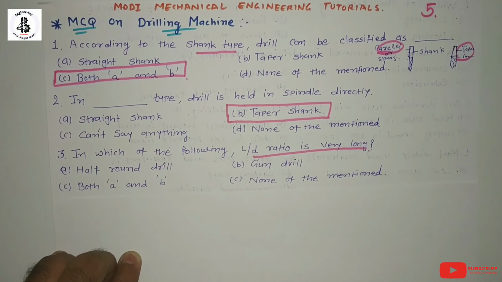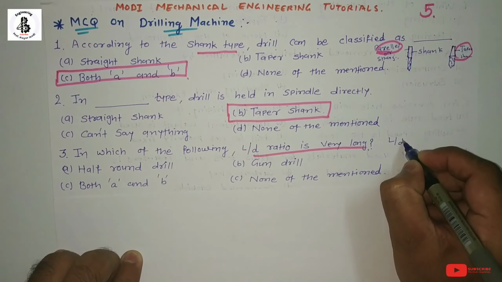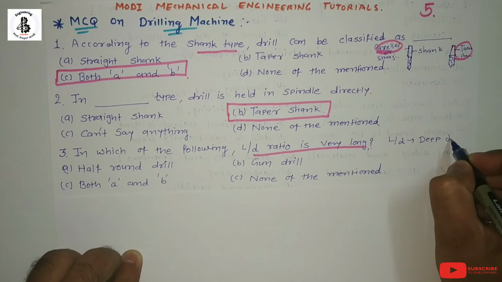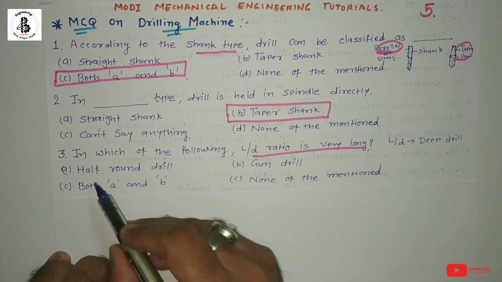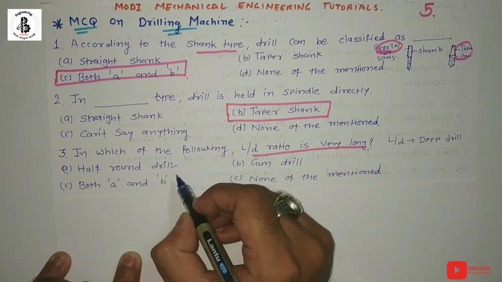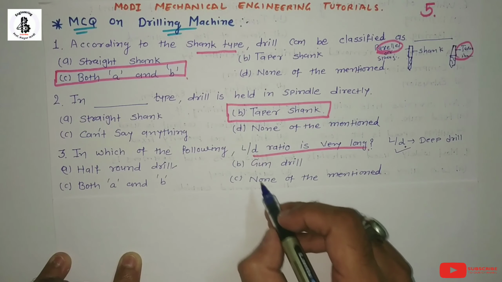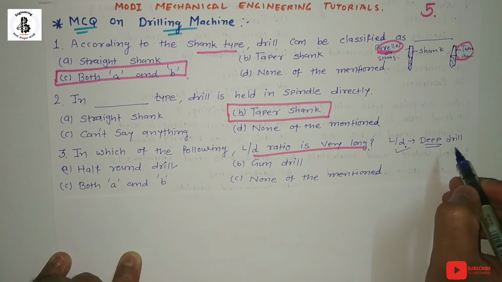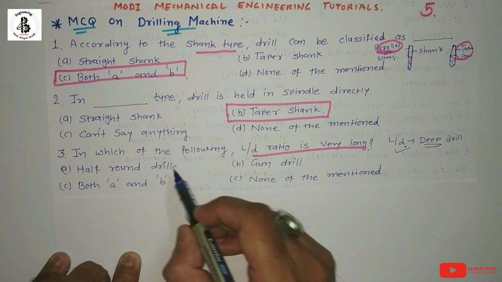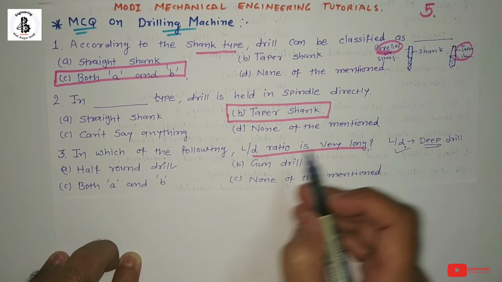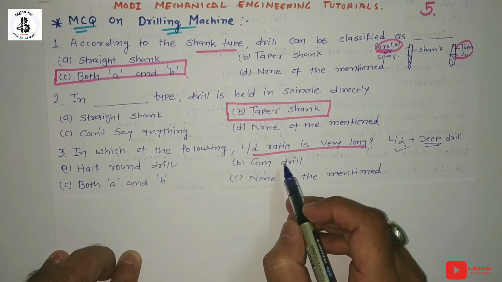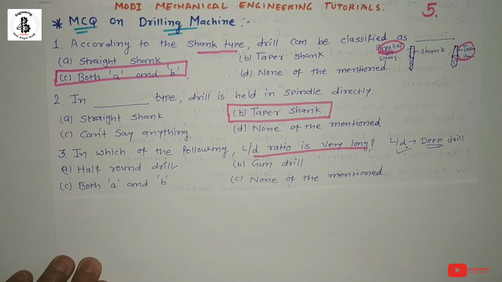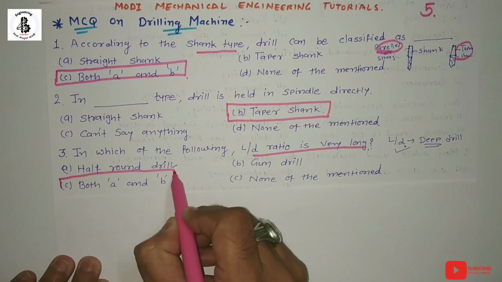So you can concentrate over here. Generally, the length to diameter ratio is used for deep drill operations. So for option A, half round drill, that is also in the category of deep drill operations. And gun drill also has a high L by D ratio, one kind of deep drilling operation. For this question, in which of the following is the L by D ratio very long? For both A and B, a high L by D ratio is required. So according to this question, the right answer is both A and B.